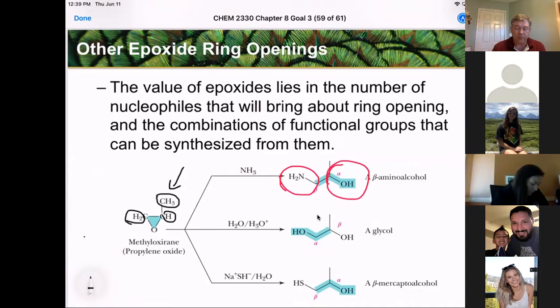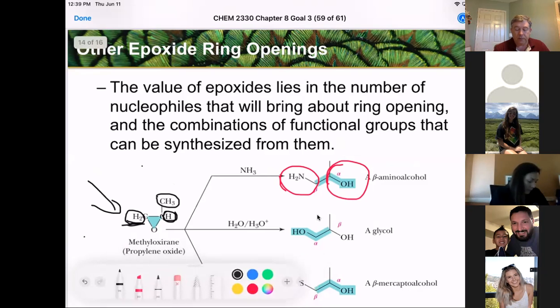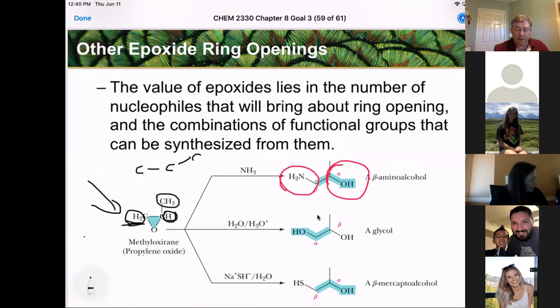So if you had 1 methyl group and 1 hydrogen on one side and 2 hydrogens on this side, this is the least substituted side, okay? Now sometimes we'll have a carbon with a CH3, CH3 with our epoxy here, and there's hydrogens over here. Again, the more hydrogens you have, the less substituted the carbon is. Remember, when we talk about primary, secondary, and tertiary carbons, the increasing number is the increasing number of carbon-carbon bonds. Okay, does that answer your question?